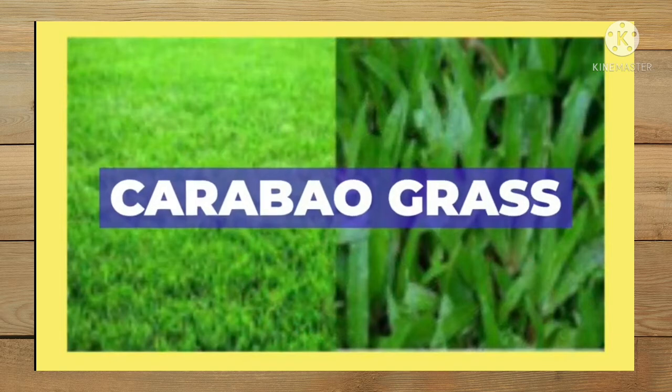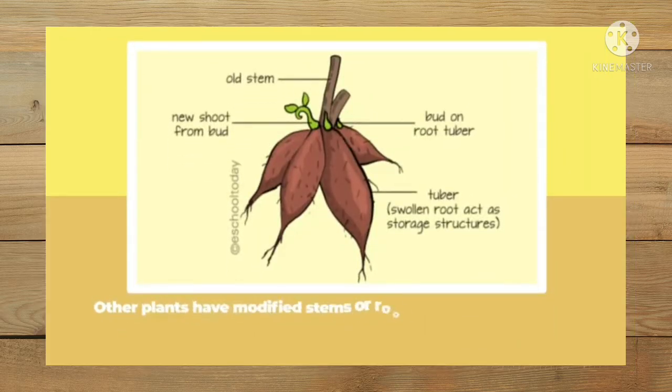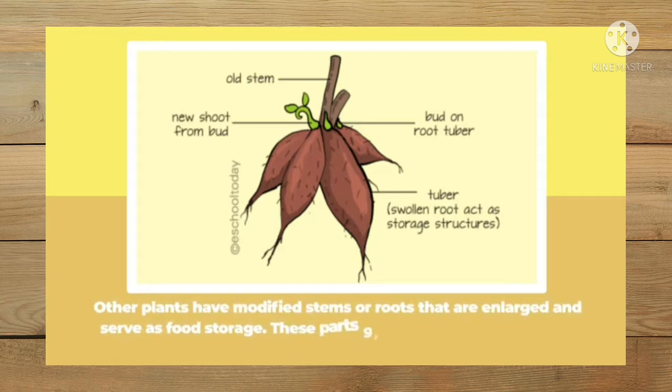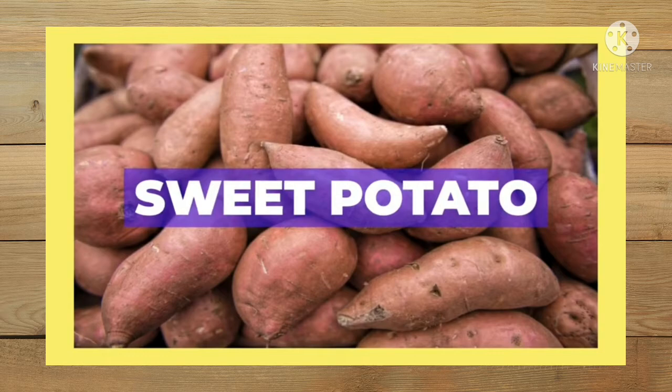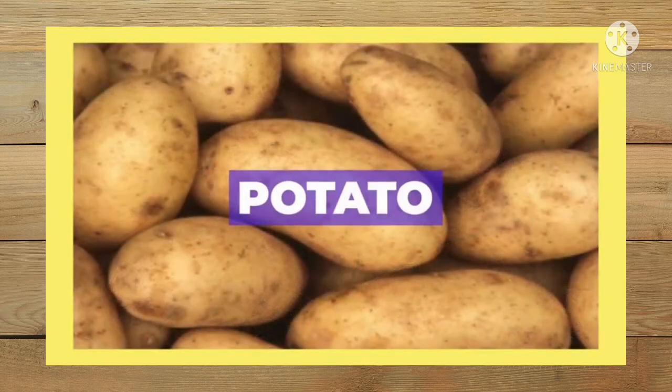Other plants have modified stems or roots that are enlarged and serve as food storage. These parts grow underground, and new plants can sprout from them. They are called tubers. Tuber is a fleshy underground stem or root. Examples of tubers are sweet potato and potato.